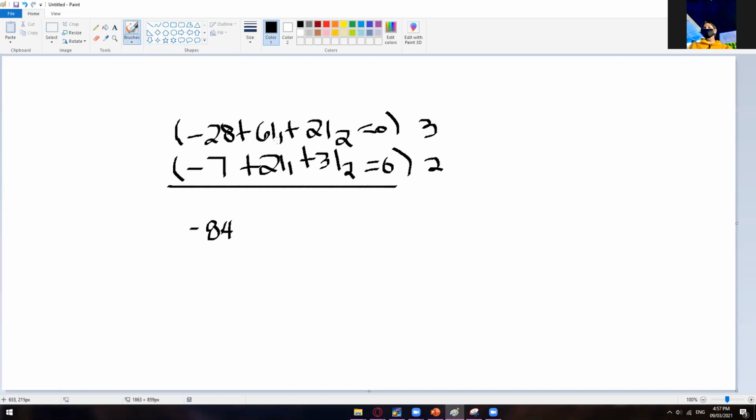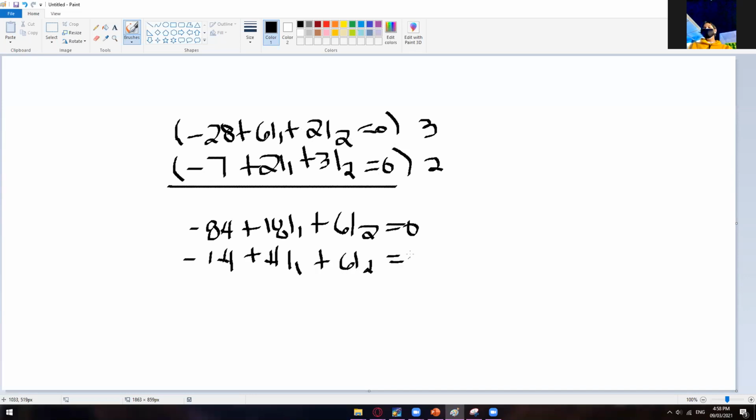And then 6 times 3 is 18, plus 18 I sub 1. And then 2 times 3 is 6, so plus 6 I sub 2 is equal to 0. And on the second equation, we'll have negative 14 plus 4 I sub 1, and then plus 6 I sub 2. Okay, so there you go.